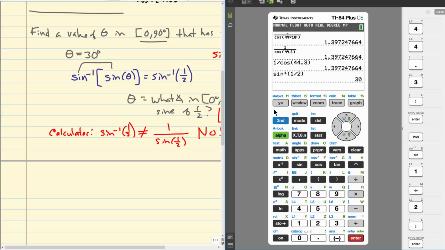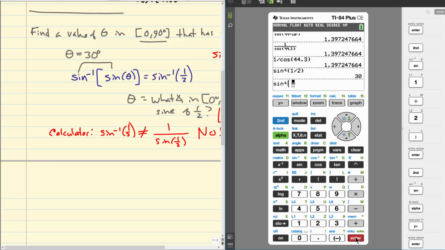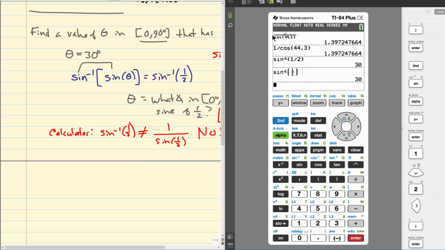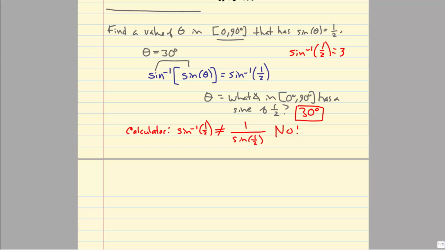Another way we could do that is do our second, inverse sine. We could also do our alpha, y equal for our fraction, and we could put our 1/2 in this way as well. Sometimes our expressions inside that argument are going to get a little bit more complicated, so using the fraction key might be helpful. But either way, we get 30 degrees. Okay, so this would equal 30 degrees.